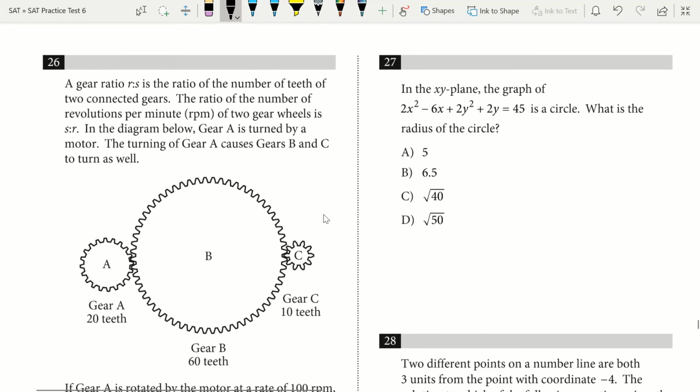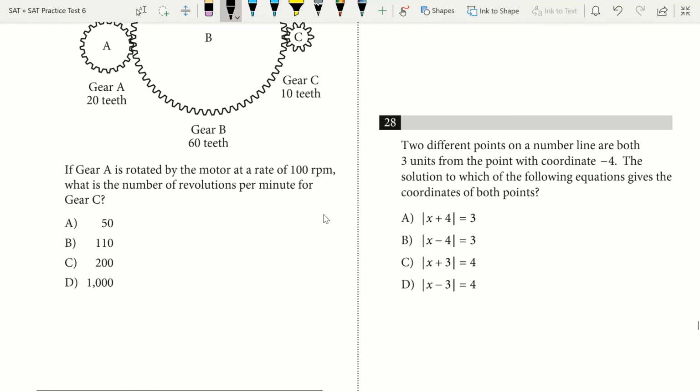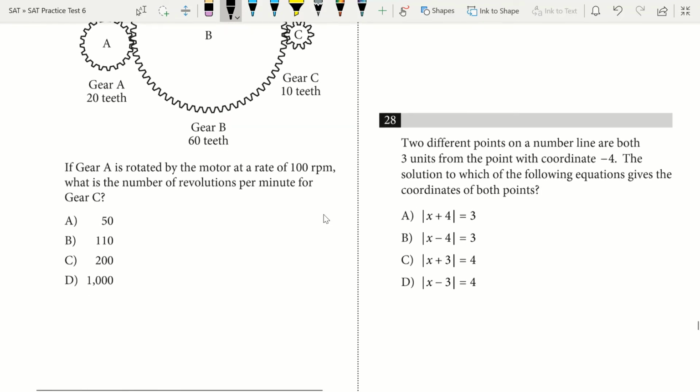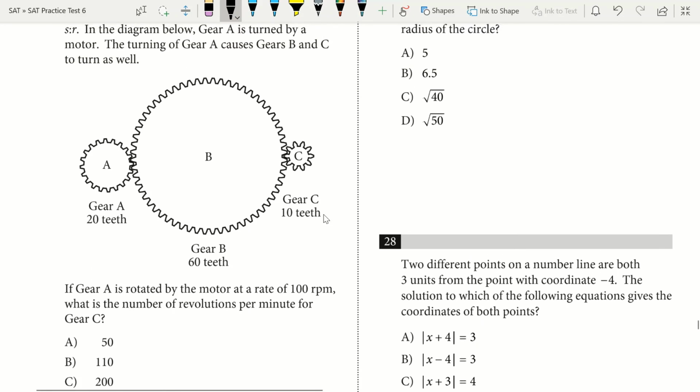All right, question 26. A gear ratio RS is the ratio of the number of teeth of 2 connected gears. The ratio of the number of revolutions per minute of 2 gear wheels is SR. In the diagram below, gear A is turned by a motor. The turning of gear A causes gears B and C to turn as well. If gear A is rotated at a rate of 100 RPMs, what is the number of revolutions per minute for gear C?